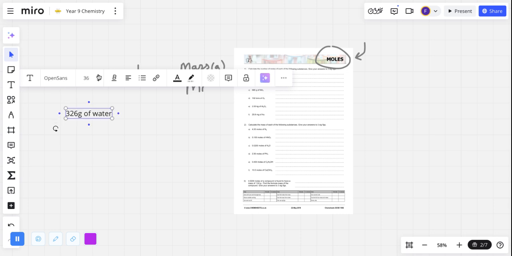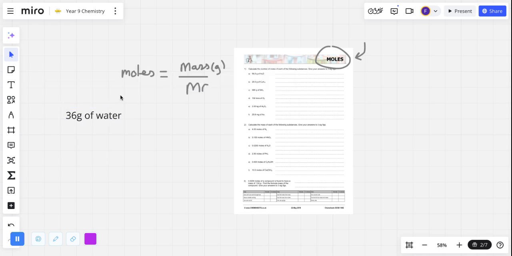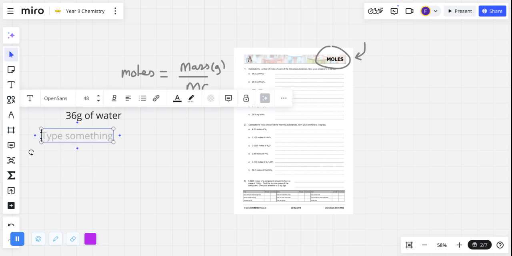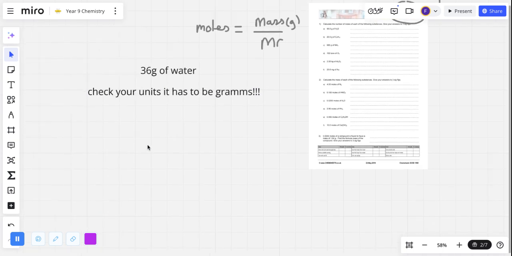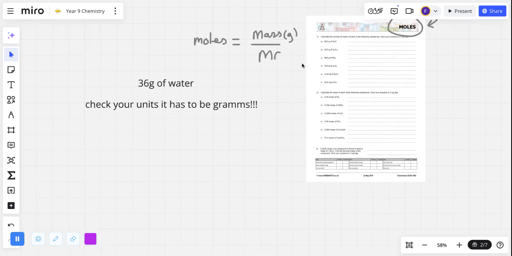Let me just make that bigger. That's easy. Okay, 36 grams of water. So what happens here is I've already got the mass, and the first thing you do is check your units. It has to be grams. Okay, it is in grams. I'm happy it's in grams. Brilliant. So you then write out your formula: moles equals mass over Mr.